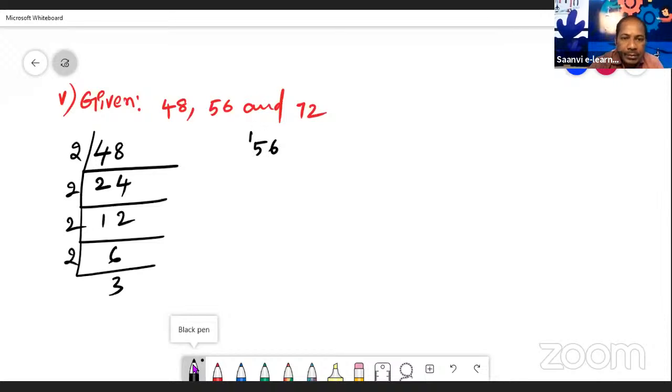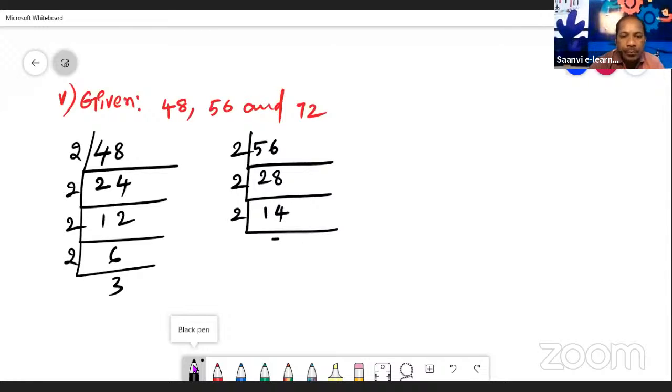Next take the next number 56 and factorize it. When we factorize this 56, two table is possible here. 2 2s are 4, one more, 2 8s are 16. Again two table, 2 1s are 2, 2 4s are 8. Again two table, 2 7s are 14. See here 7 is the prime number, we cannot continue this process.